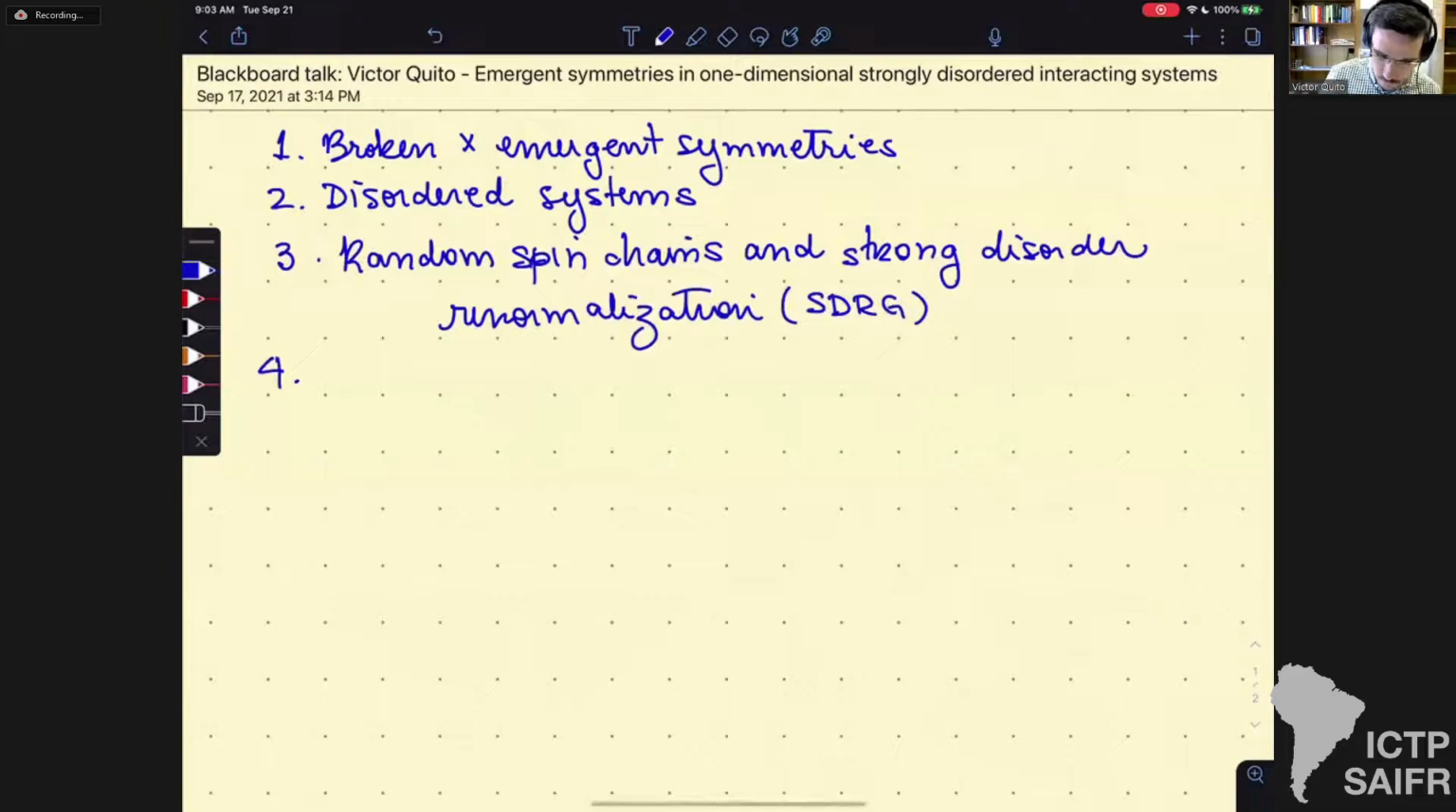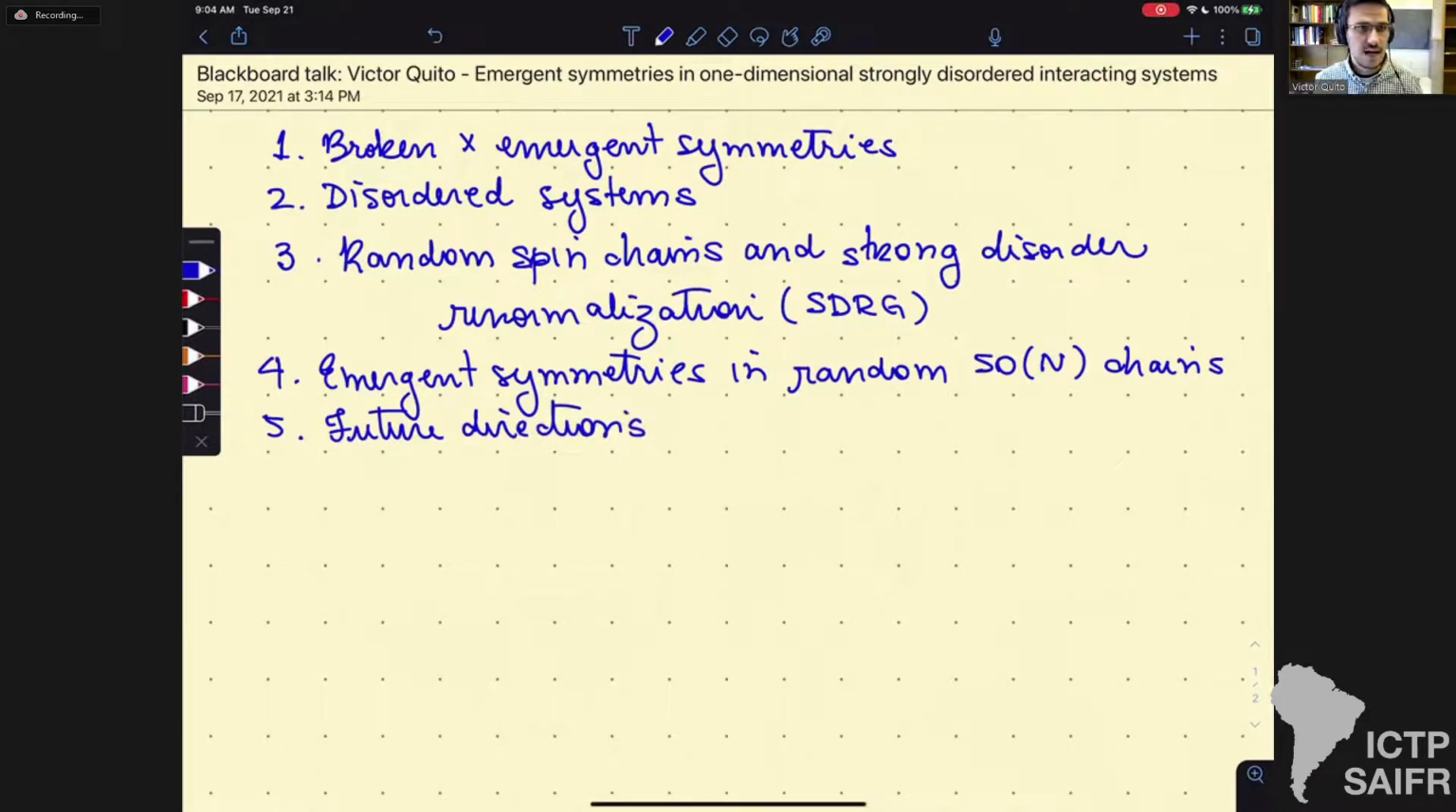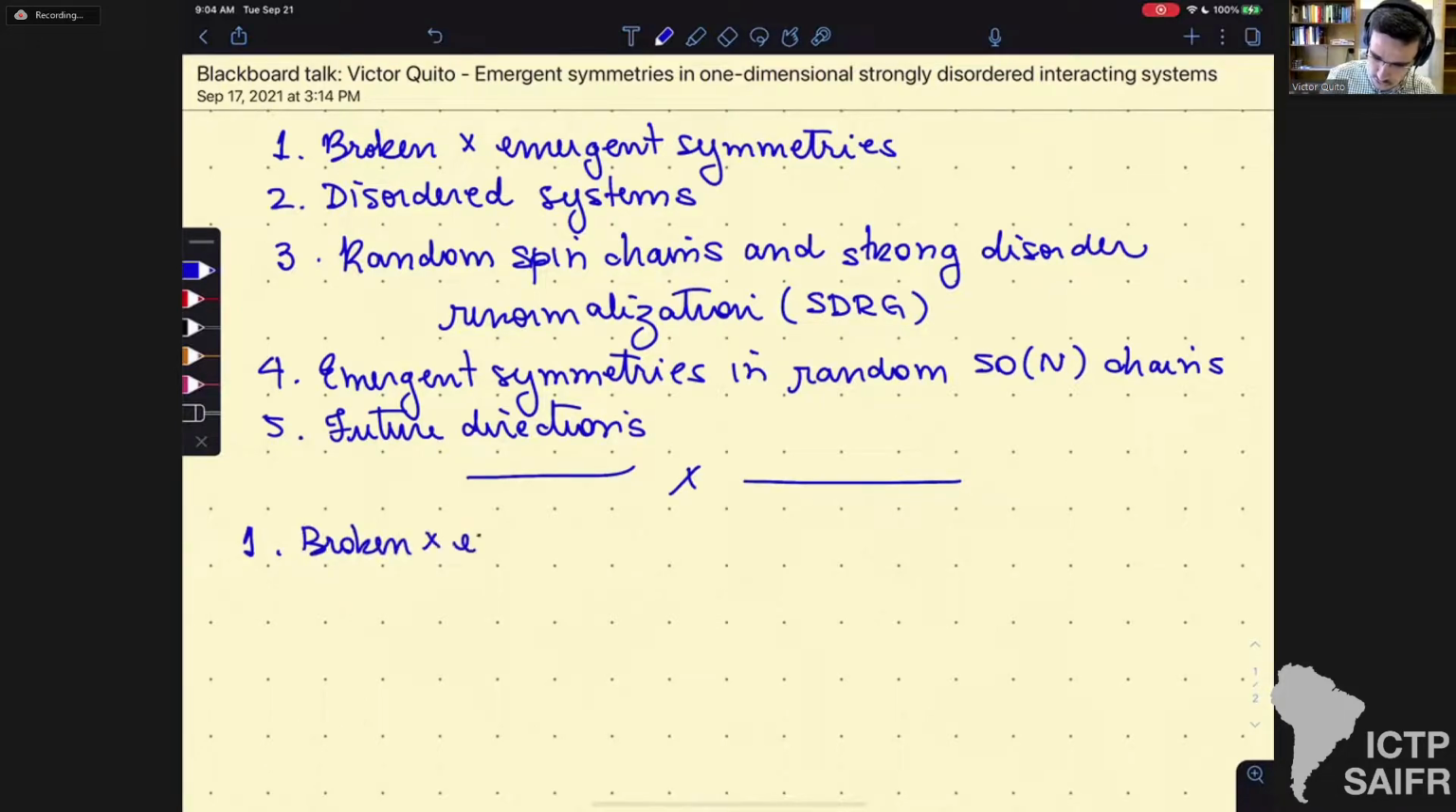And finally, I will present our results on emergent symmetries in random SO(N) symmetric chains. And I will finish by talking about some possible future directions of research. So this is how I'm structuring the talk. The first point is about broken symmetries versus emergent symmetries.